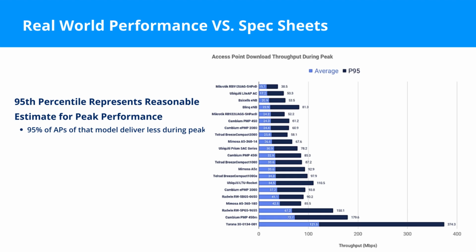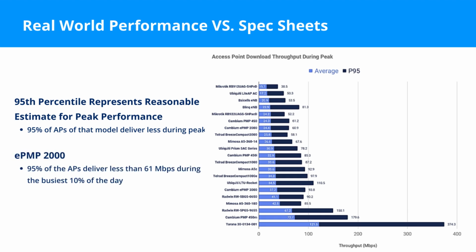So to pick on one example here, the ePMP 2000 is a simple one because it has a nice round number we can talk about. 95% of the ePMP 2000s that we see across all our customers deliver less than 61 megabits per second of throughput during the busiest minutes of the day.